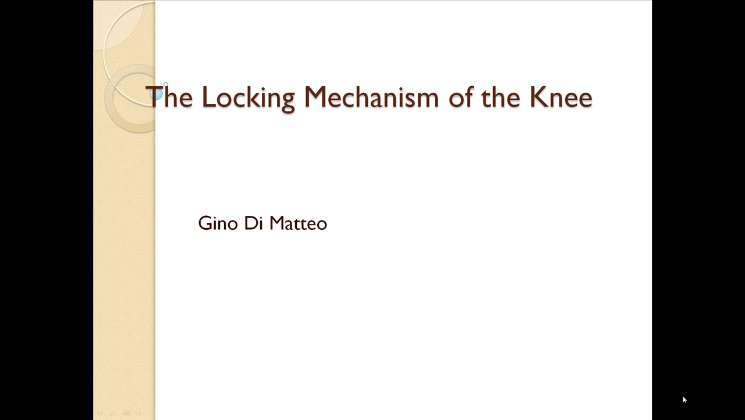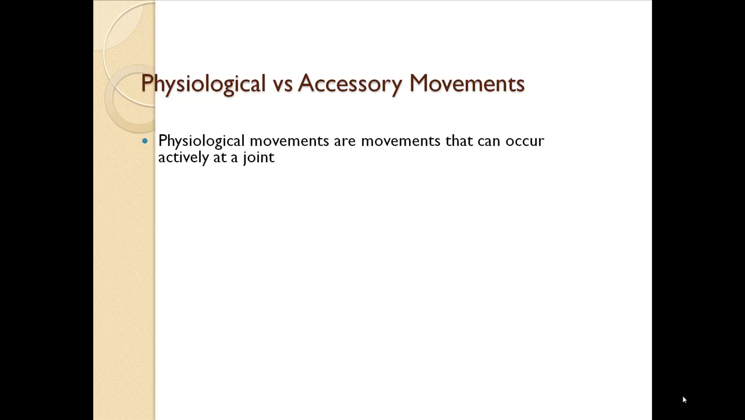Okay, having considered the knee joint and the muscles acting at it, it's worth considering the locking mechanism of the knee. This is an inherently incredibly stable position. A brief description of physiological versus accessory movements.